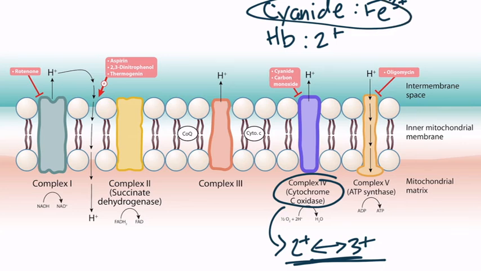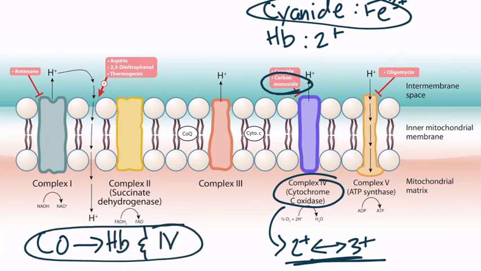And because cyanide inhibits the 3+ state, this poison is specific for complex 4 of the electron transport chain. On the other hand, carbon monoxide, which you can see right here, preferentially binds iron in the 2+ state. This means carbon monoxide can bind both hemoglobin and cytochrome C oxidase. So carbon monoxide can bind hemoglobin and complex 4. Okay, let's solidify this information with a couple of questions.